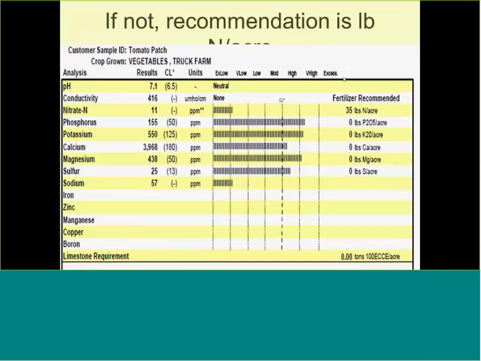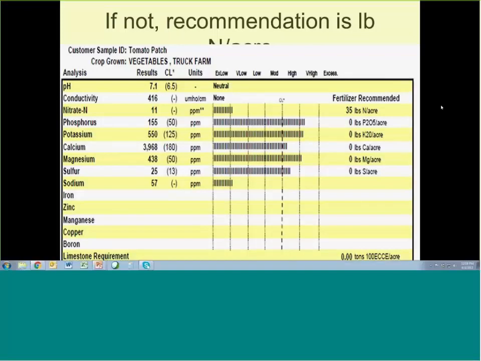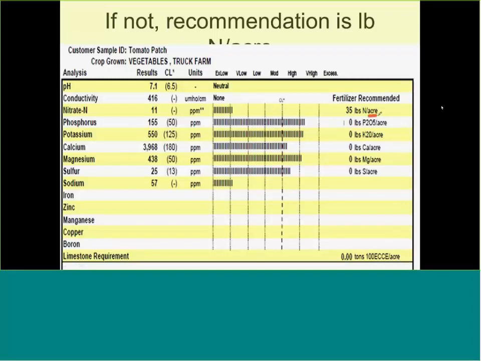So, if you don't tell them it's a vegetable garden, like I said, then the results will come back as a pound per acre. And remember, this is pound of N, pound of P2O5, K2O, etc., not the 13-13-13. You'll have to calculate and see how much that 35 pound means in 13-13-13, and I'll tell you that.